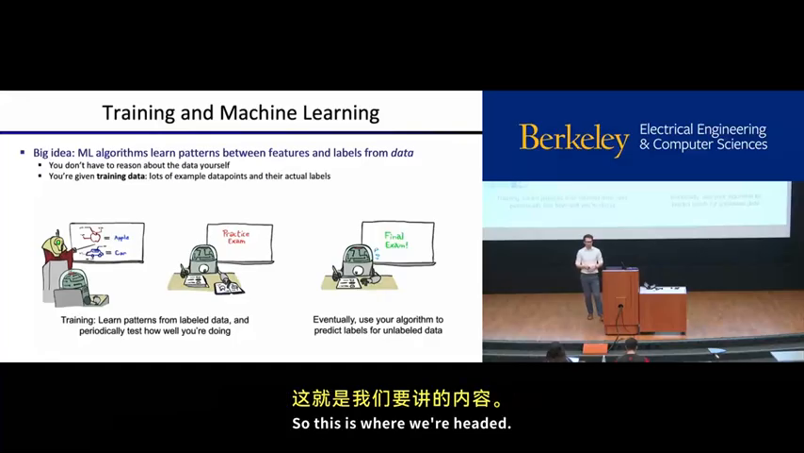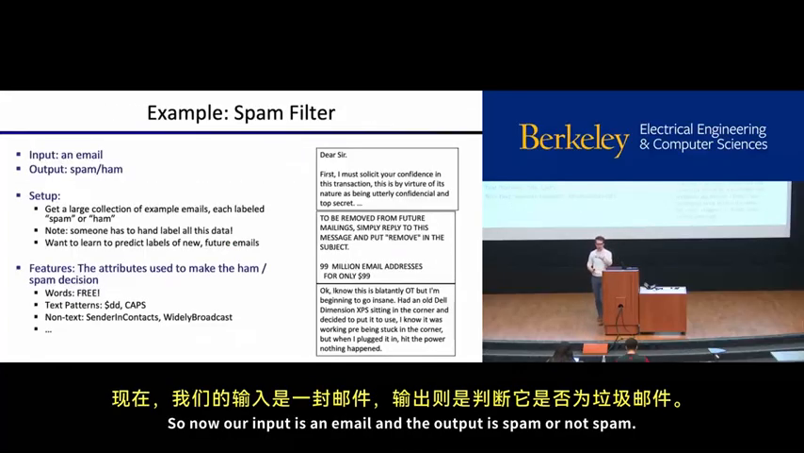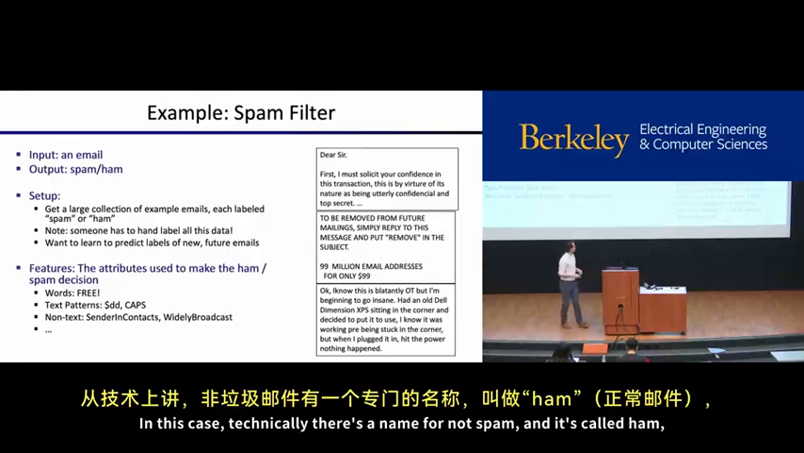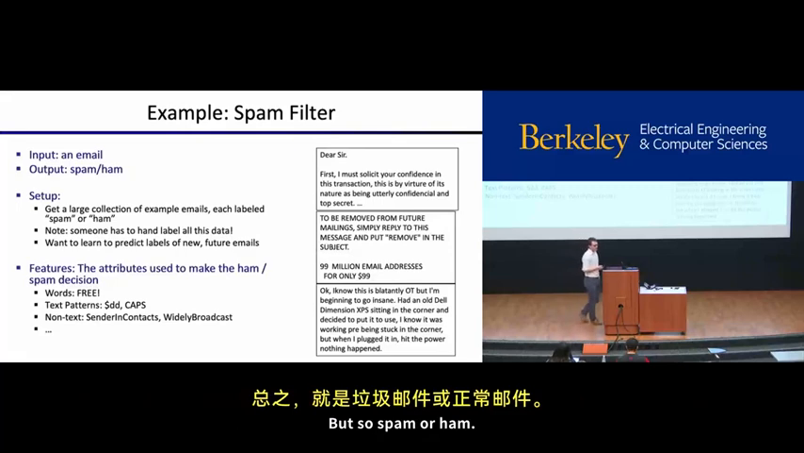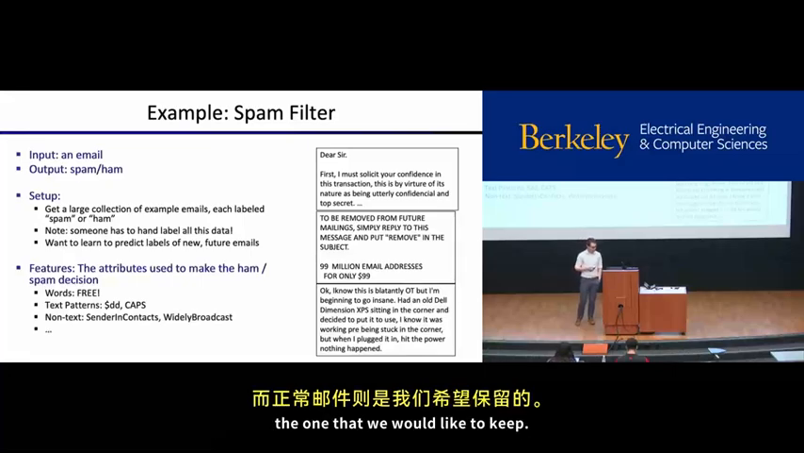So this is where we're headed. All right, so let's try it for the spam filter, right? So now our input is an email, and the output is spam or not spam. In this case, technically, there's a name for not spam, and it's called ham. I don't know why, but so spam or ham. Spam is the one that we want to avoid. Ham is, I guess, the one that we would like to keep.